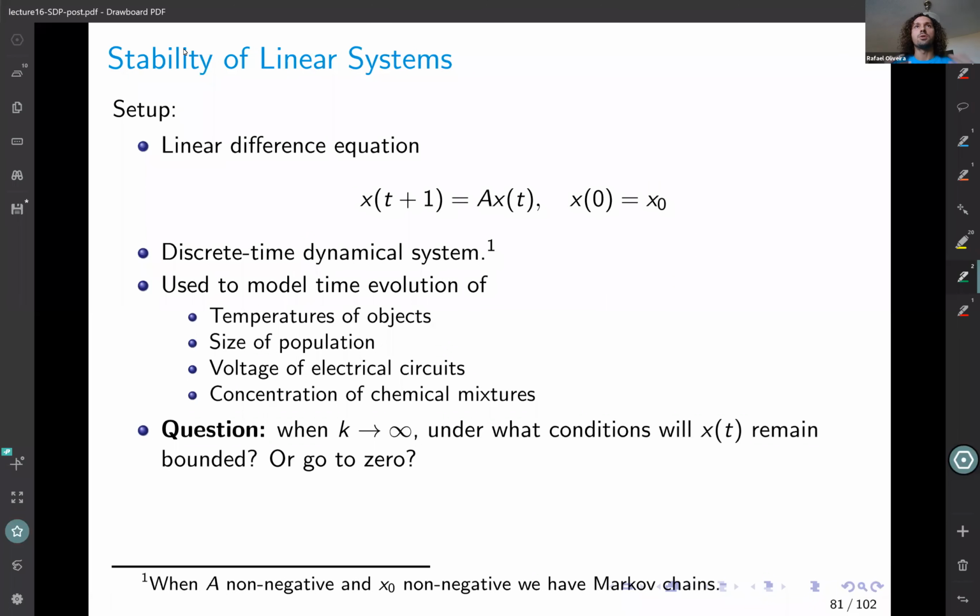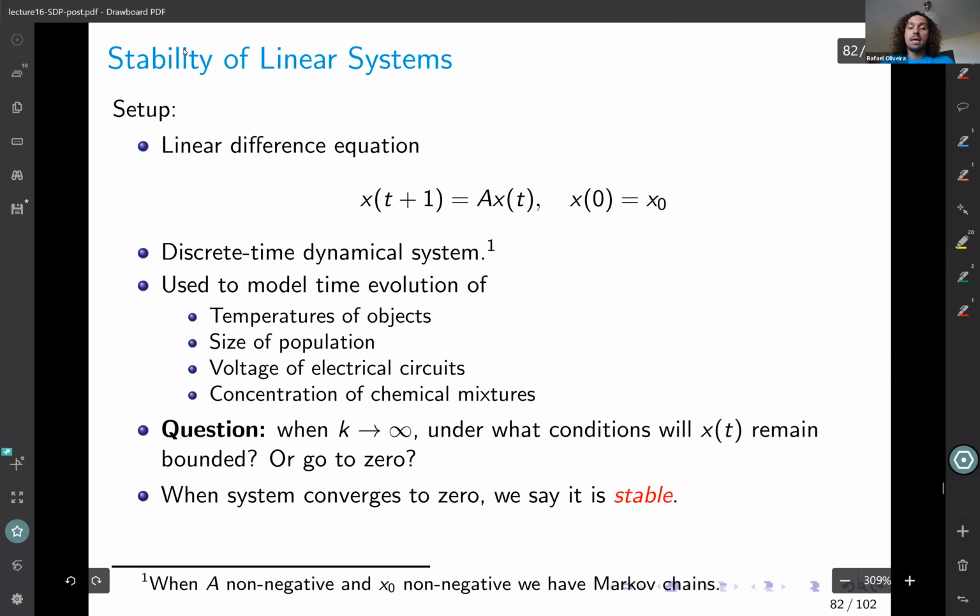And the fundamental question again is, when time goes to infinity, under what conditions will x_t remain bounded, let's say, or when will it go to 0? And when it goes to 0, we say that the system is stable. No matter where you start, when you go to infinity, you're going to 0. It doesn't matter. You will converge to a certain point, which is the same thing as our Markov chain stabilizing. It's just going to a particular value, and if you shift, that value could be 0. That point is not very special.